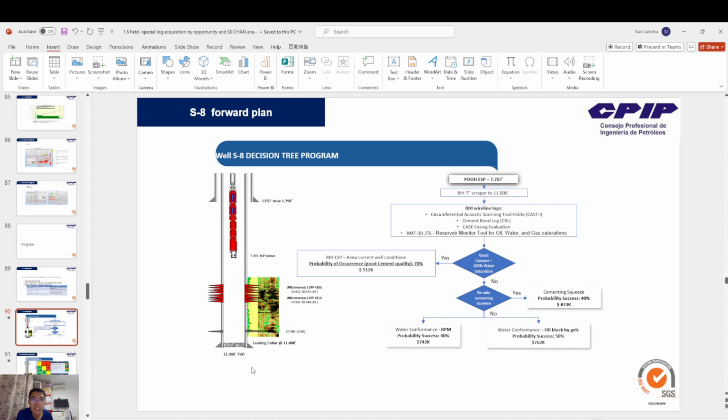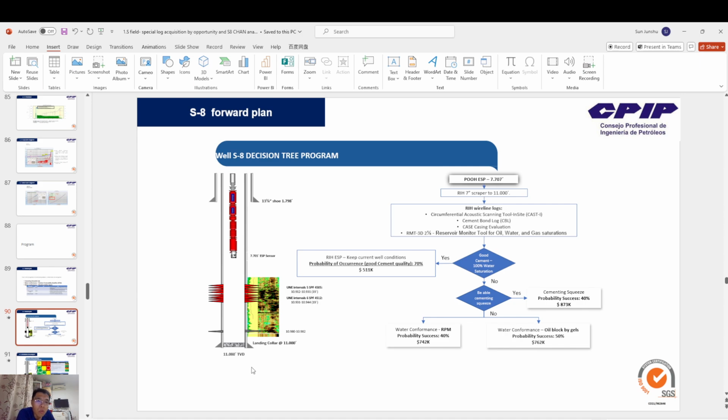RMT 3D 2.5 reservoir monitor tool for oil, water, and gas saturation. We test to be good cement, 100% water saturation. Run in hole ESP, keep current well condition, probability of occurrence, good cement quality 70%.